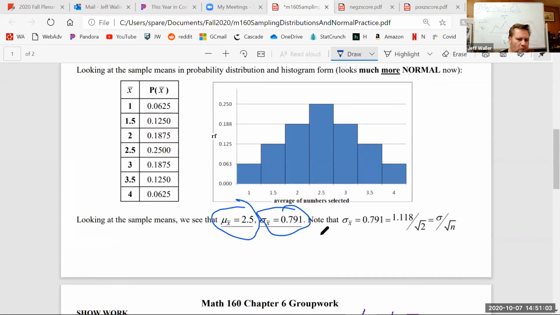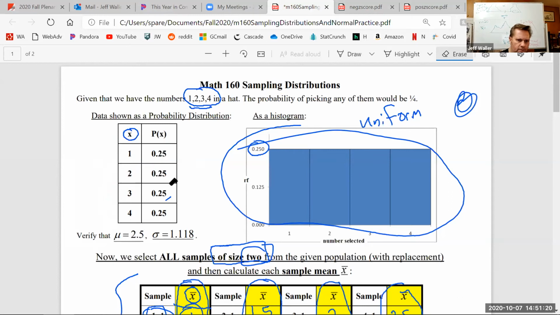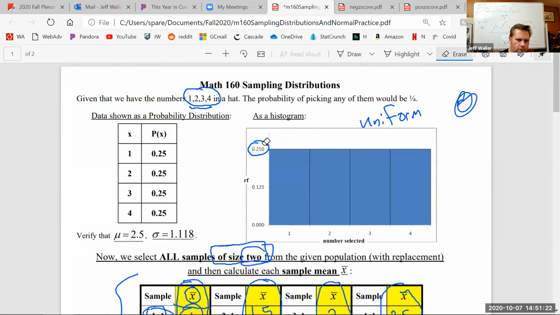So something I want you to realize. You saw this just happen. You saw this is what we got. Here's something interesting. Here's what the standard deviation used to be: 1.118. Right here, that's the standard deviation of the original data values.